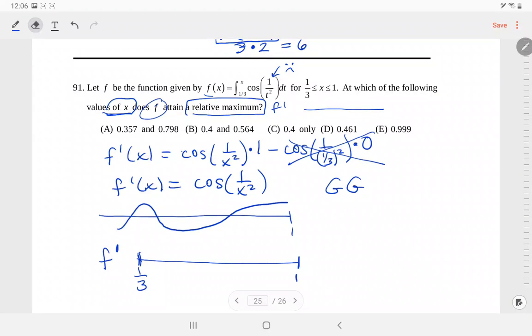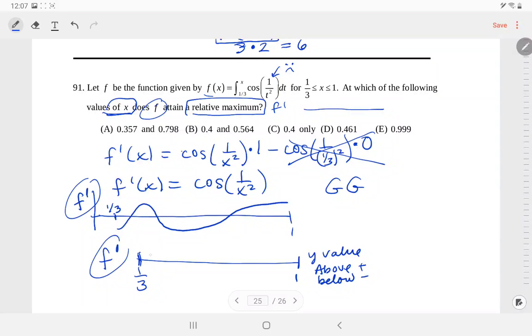So let me put my axis here. So this is 1/3. And this is 1. Okay, I'll put the y-axis over here somewhere. We don't know what happens over there. Okay, so this is the f prime graph. And this is the f prime number line. So if they're labeled the same, it's the y value, which is above and below. Above is positive, below is negative. So I'm below, and then I'm above.